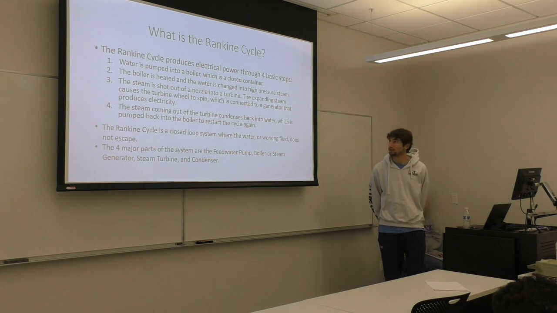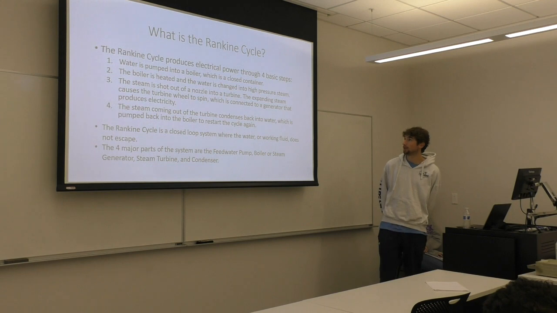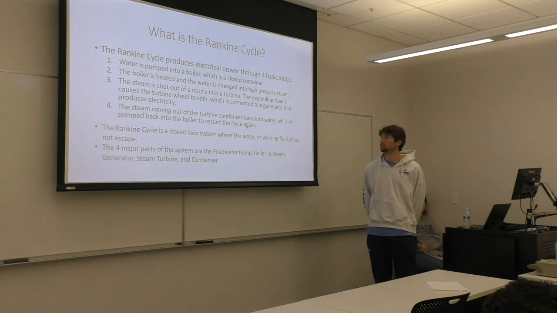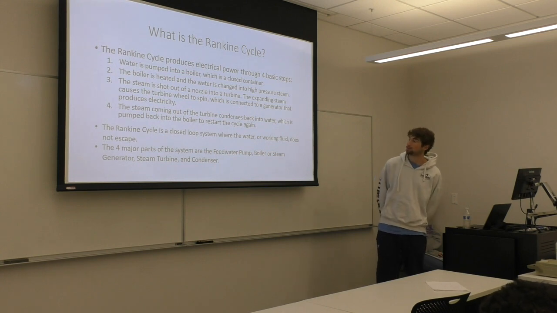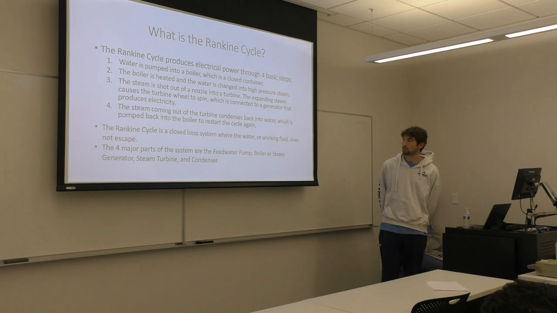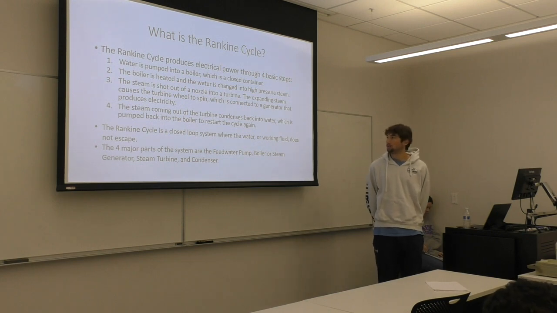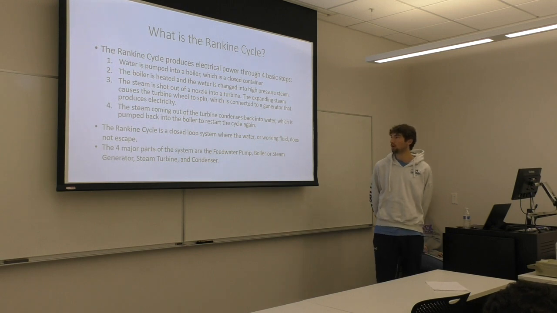So what is the Rankine cycle? It's a cycle that produces electric power through 4 phases or steps. The first step, water is pumped into a boiler. The second one, the boiler is heated. The water is changed into a high pressure steam. The steam is then shot out into a turbine, which acts as a generator and produces the electricity. And then the steam goes out into a condenser, which turns it back into water, and it pumps it back into the boiler to start the cycle over again.